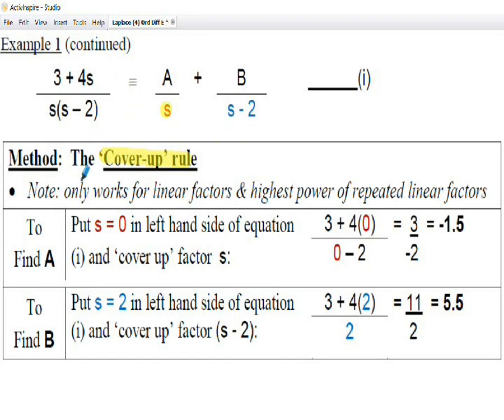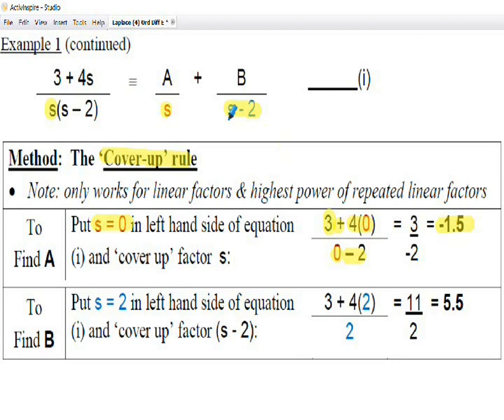Well, obviously that s value has to be 0, and the way the cover-up rule works is we now cover up this s on the left hand side and we put the value of 0 wherever we see an s in that part of the fraction. So if you take the top line, we've got 3 plus 4 times s, so that's 3 plus 4 times 0 in this case, over, looking at the bottom line, the s minus 2, that'll be 0 take away 2. If we do the arithmetic on that, we will find we get a negative 1.5 for the value of constant a. Similar process now to find the constant b using the cover-up rule.